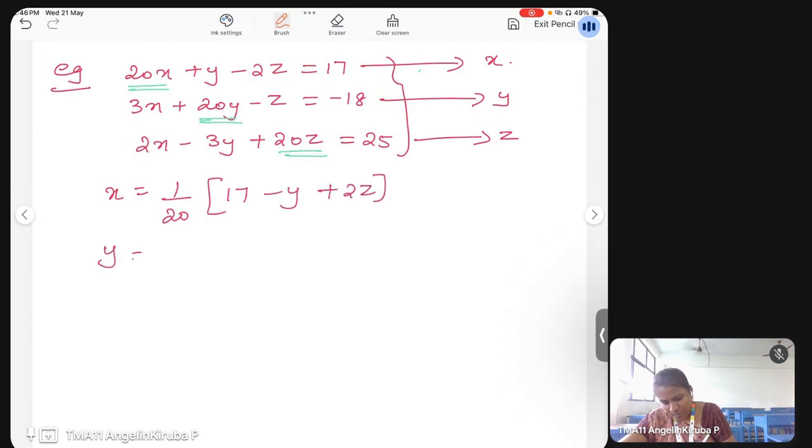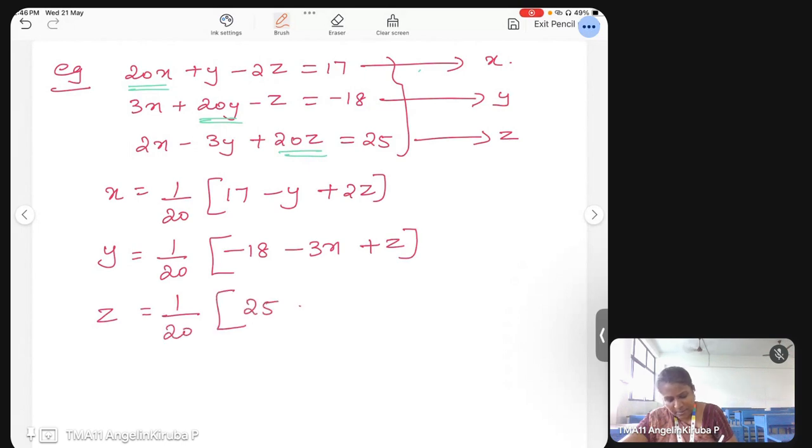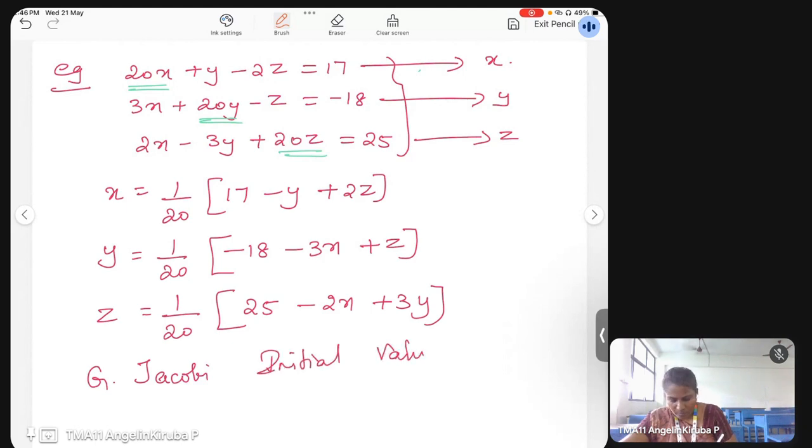And y is equal to 1 by 20 minus 8 minus 3x plus z. And z is equal to 1 by 20, 25 minus 2x plus 3 times of y. Okay. So here for Jacobi, initial values are x is equal to 0, y equal to 0, z equal to 0.